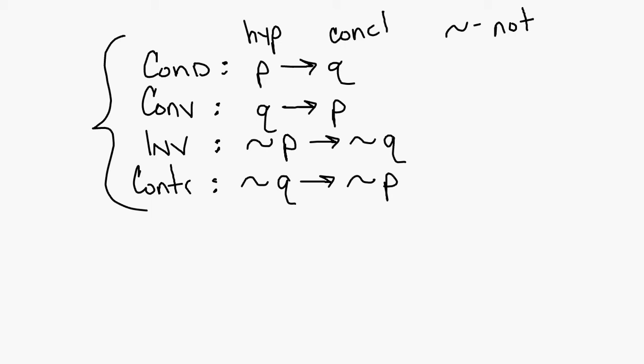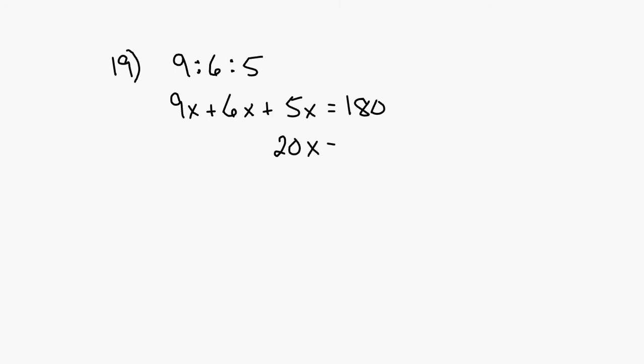Number 19, triangular playground. A triangular playground has angles with measures in the ratio 9 to 6 to 5. Angles in a triangle. What is the measure of the smallest angle? So look, this is called an extended ratio. All these angles have to add up to 180. So you write 9x plus 6x plus 5x equals 180. You solve for x, which is your multiplier. 9 plus 6 is 15, plus 5 more is 20. So you've got 20x equals 180.